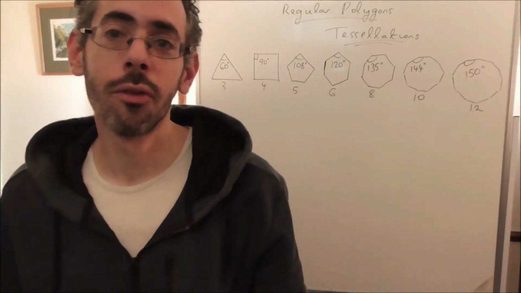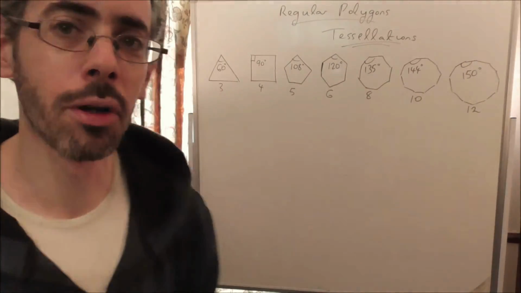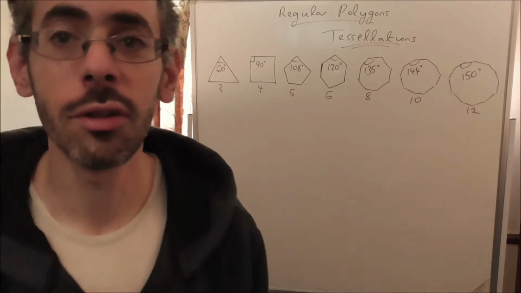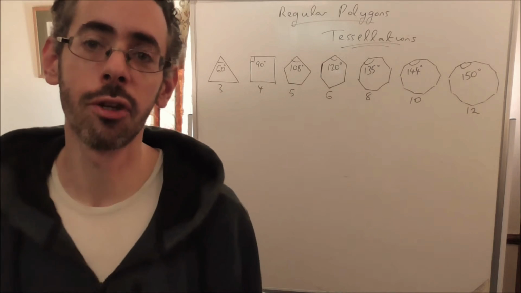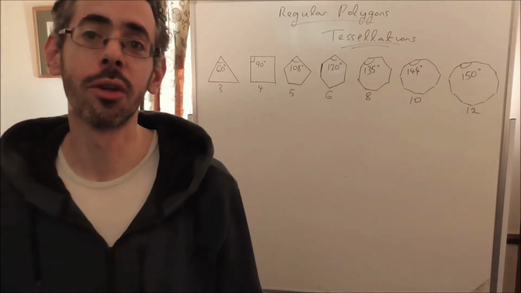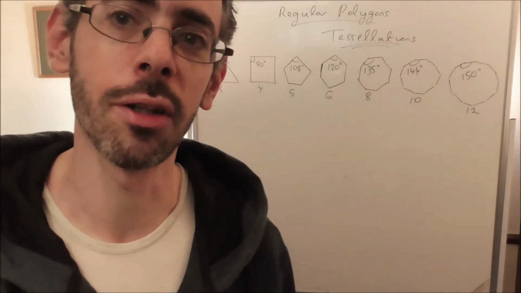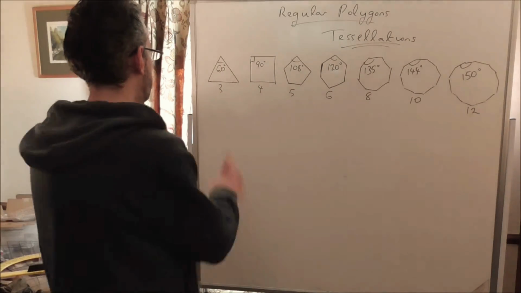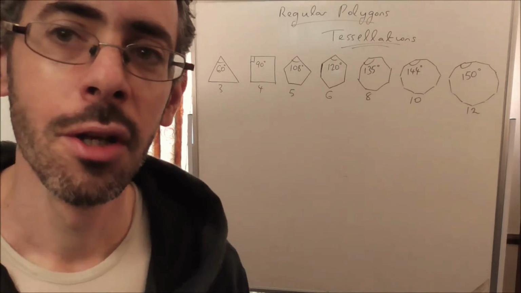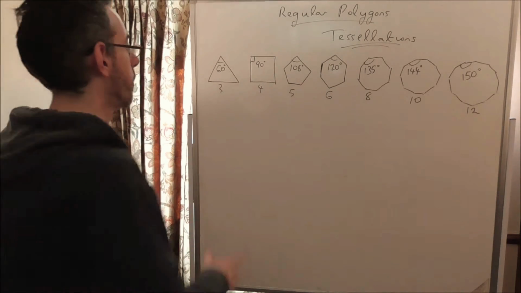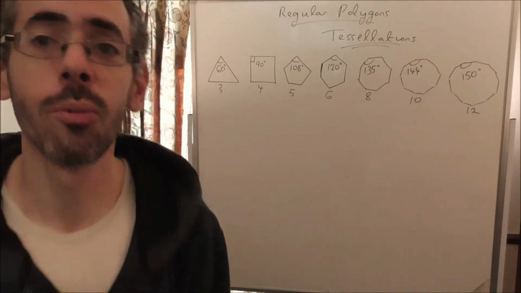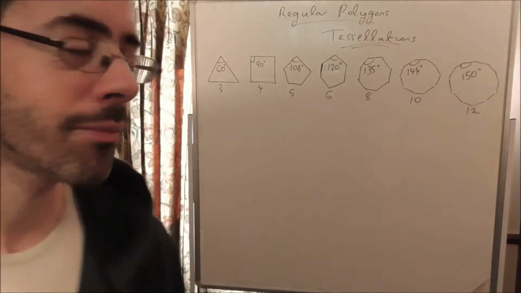Right, so now we know about the angles inside some of the regular polygons. Let's talk about tessellations. So a tessellation is just a repeating pattern that can cover an area of any size, leaving no gaps. So in a tessellation there are no gaps, all the shapes fit together perfectly. And what I want to know is which of these regular polygons tessellate with themselves. And I claim that there are only 3 of them out of these 7 that tessellate with themselves. So can you work out which ones?